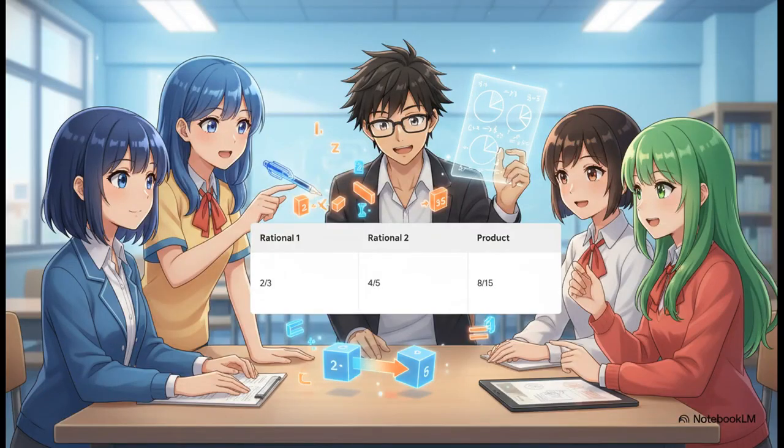Well, the crucial point is right here. Let's test this out by looking at a quick table. We take rational number 1, 2/3. We multiply it by rational number 2, 4/5. We multiply the numerators, 2 times 4 is 8. We multiply the denominators, 3 times 5 is 15, giving us a final product of 8/15.